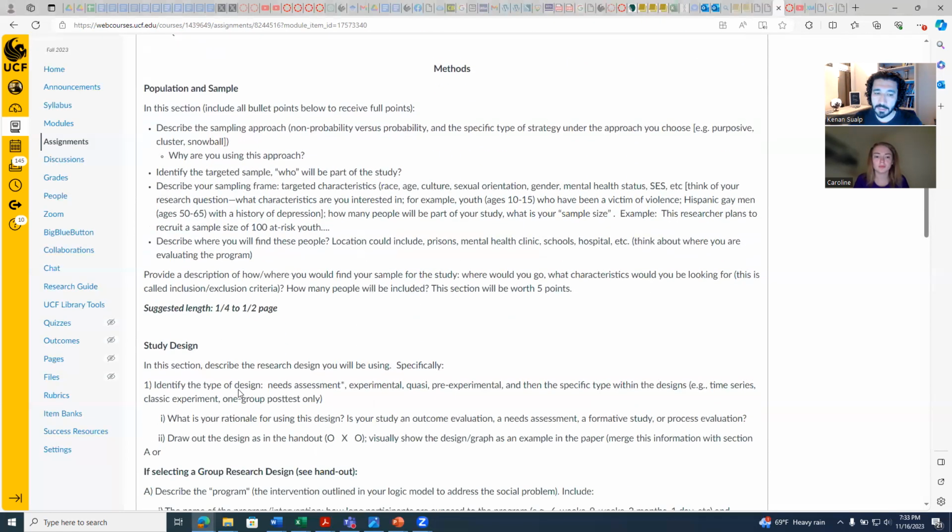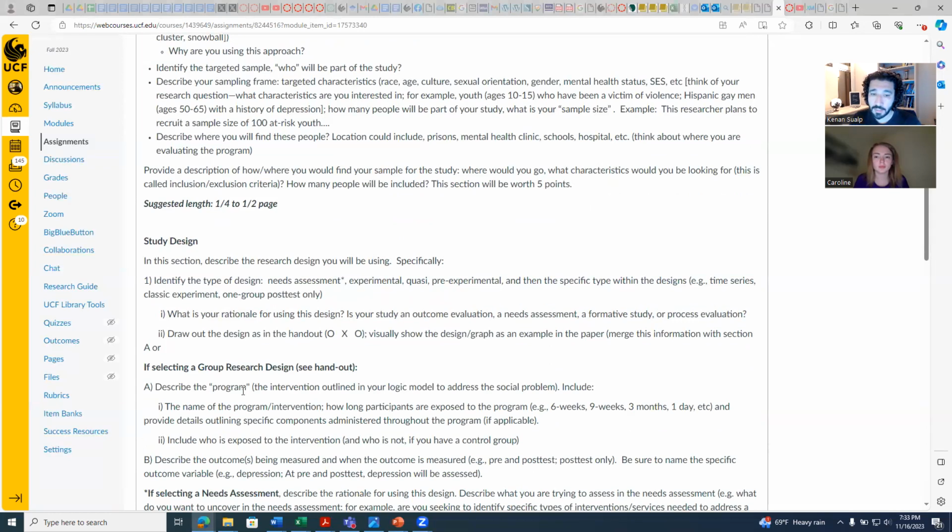And then you will talk about the study design. In that section, you will identify the type of the design. Is it quasi-experimental? Is it true experimental, pre-experimental? What type of design is that? And then you are going to provide your rationale for it, why you chose that specific type of design. And also, you are going to provide a design diagram, like O's and X's, showing how you are defining that design. So in terms of sampling and design, today we will cover those.